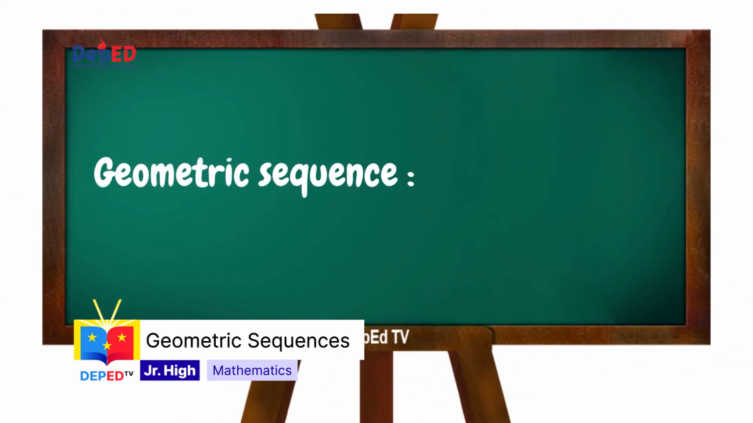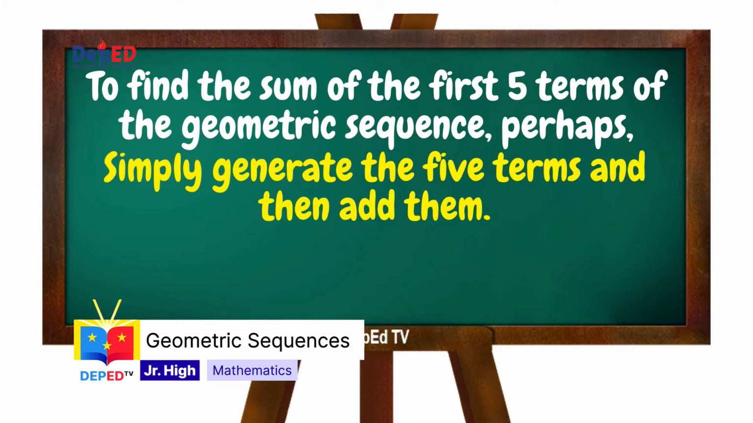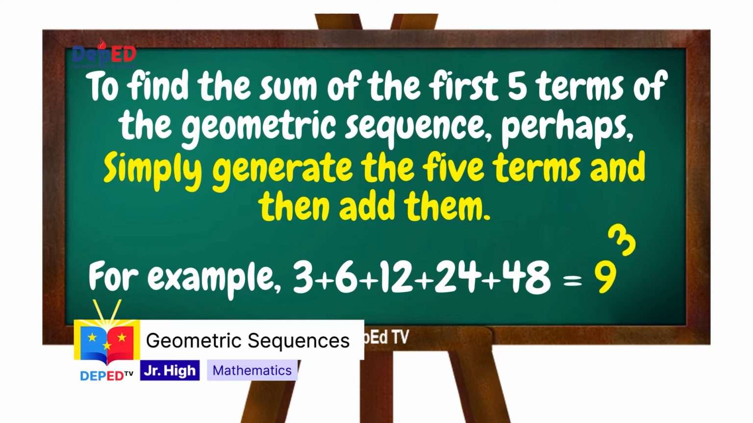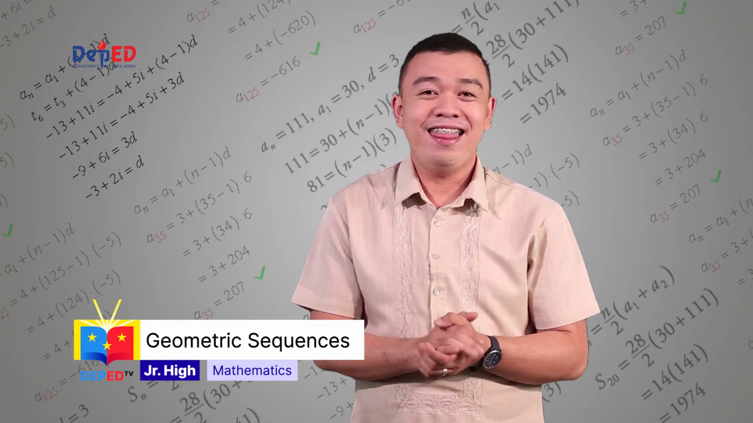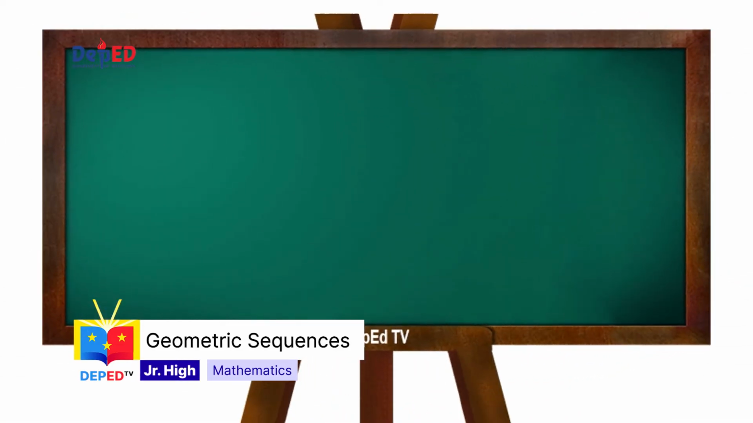Let us consider the geometric sequence 3, 6, 12, 24, and so on. To find the sum of the first 5 terms of the geometric sequence, perhaps we can simply generate the 5 terms, then add them. That's 3 plus 6 plus 12 plus 24 plus 48 is equal to 93. That was pretty easy, right? Let us try another example.